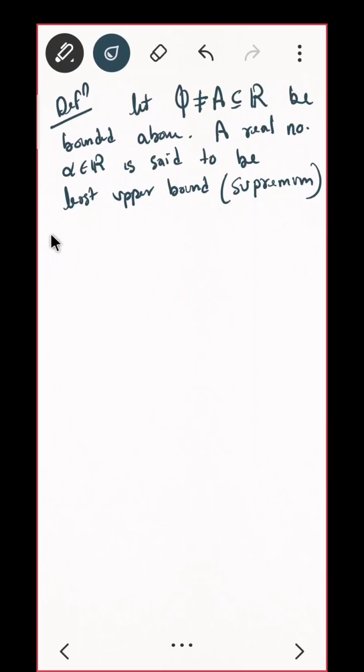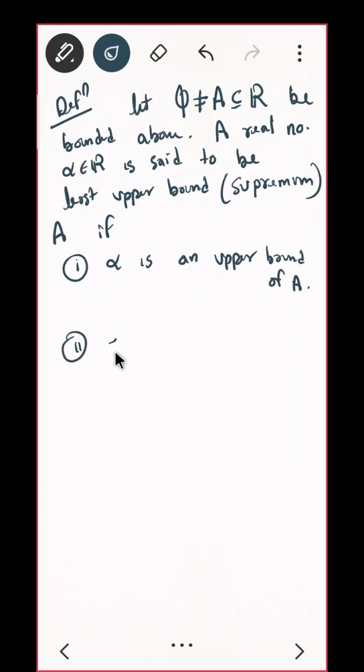Least upper bound, if there are two conditions. First one is that alpha is an upper bound of A, and second condition, if beta is an upper bound, then what do you think is the relation between alpha and beta? If beta is an upper bound, then what am I defining here? Least upper bound, no? So what should be the relation between alpha and beta?